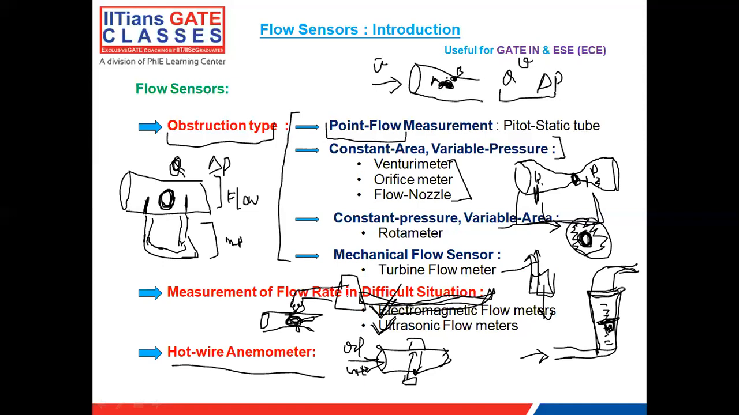Another category is the hot wire anemometer. This is also one of the important topics. Here we place one wire in the pipe and heat this wire, so it rises to some temperature. Now when the fluid is flowing, its temperature will decrease, so there will be a temperature difference. You can calibrate this temperature difference in terms of flow velocity, right? So these are all the flow sensors.